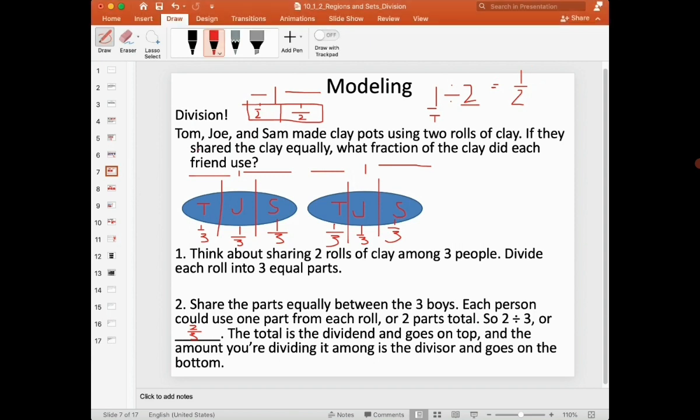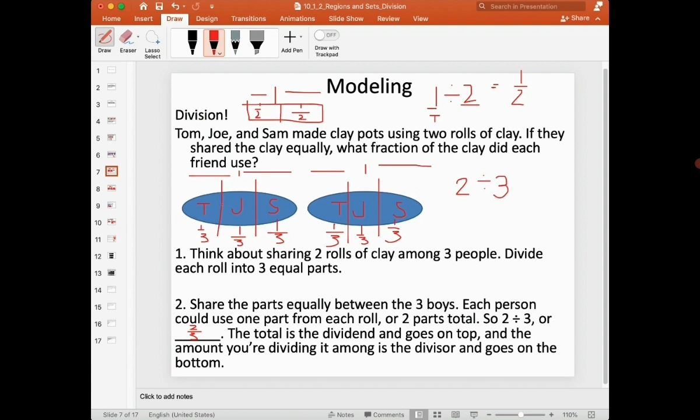So next example: Tom, Joe, and Sam made clay pots using 2 rolls of clay. If they shared the clay equally, what fraction of the clay did each friend use? So we have 1 whole roll of clay, and another roll of clay, so 2 rolls of clay. We are trying to split it between 3 people. So the division problem that we're trying to do here is 2 wholes divided by 3.